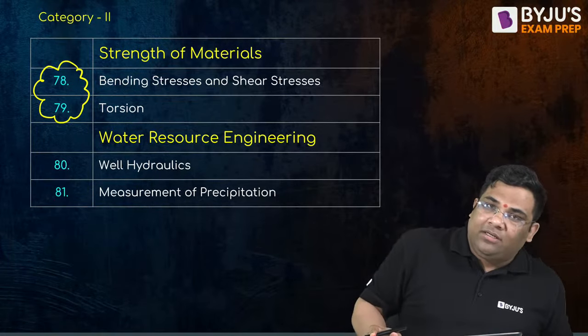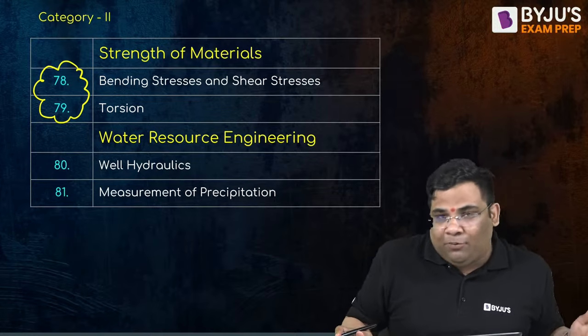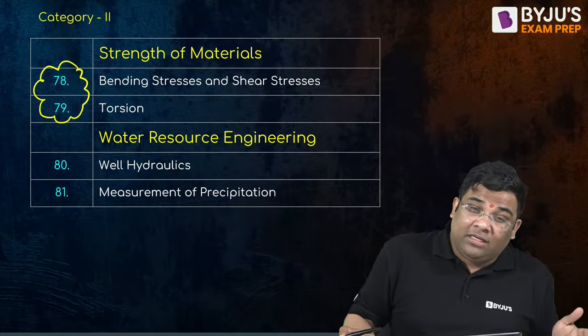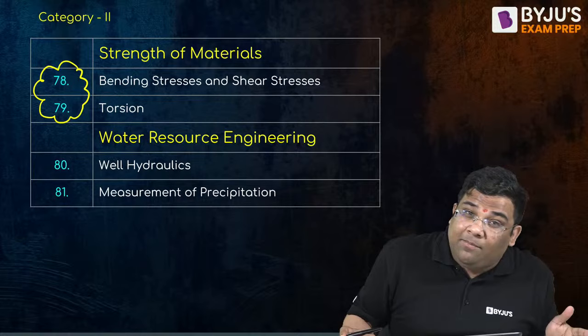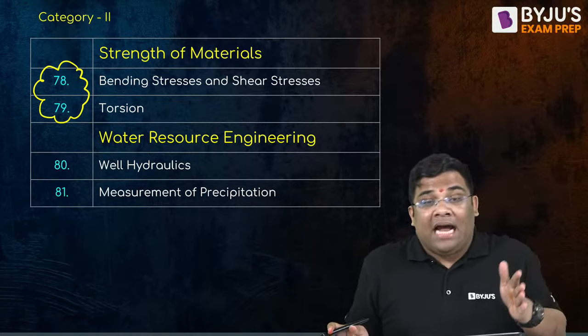First, you complete deflection of beams, complete the shear force and bending moment diagrams, complete the Mohr circles. And complete the deformation of bars. Then after that, you should go for what? This category 2.